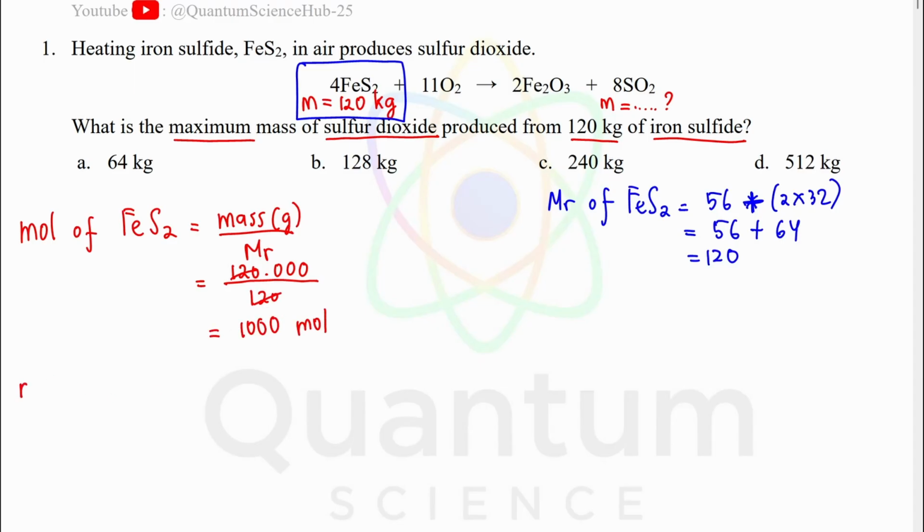Next, we find the mole of SO2 and we use the concept of jumping mole. Remember, this 1,000 mole is for 4 molecules. And how many moles for 8 molecules? It is 2 times. Or we can say the coefficient or the ratio that is asked, divided by the ratio of the reference, times the number of moles of the reference, okay? So it is 8 out of 4 times 1,000 mole. So you will have 2,000 mole.